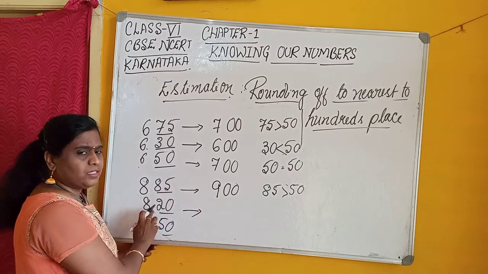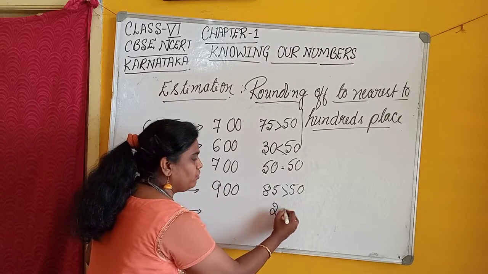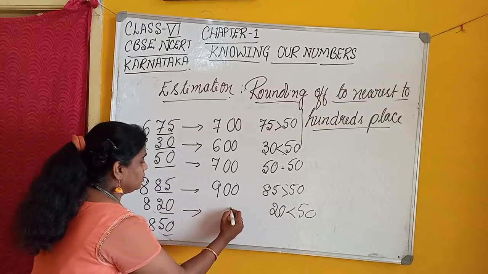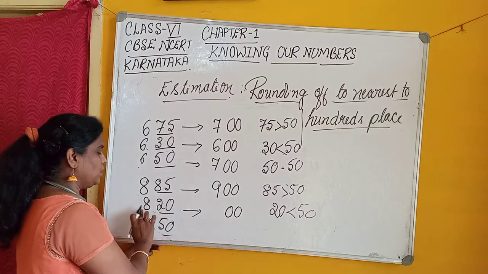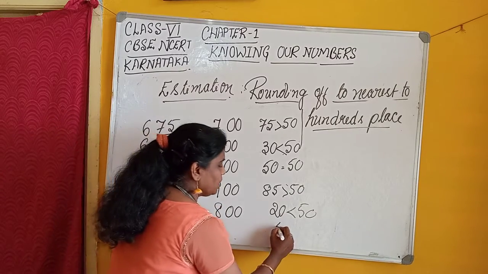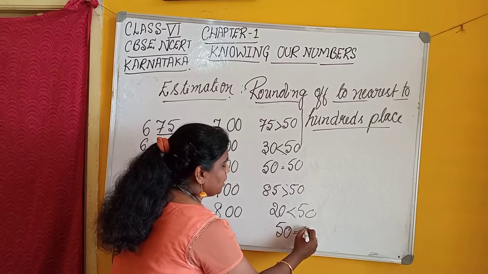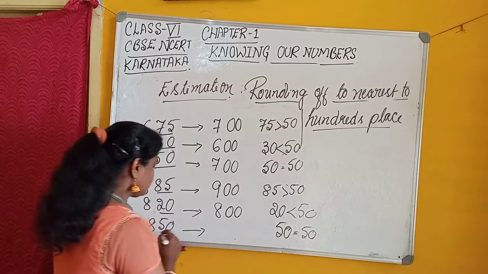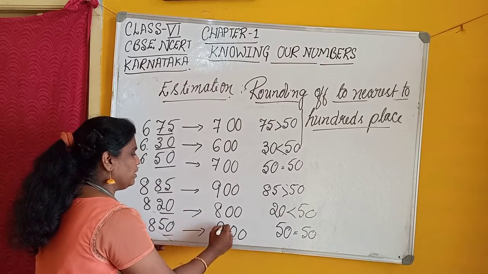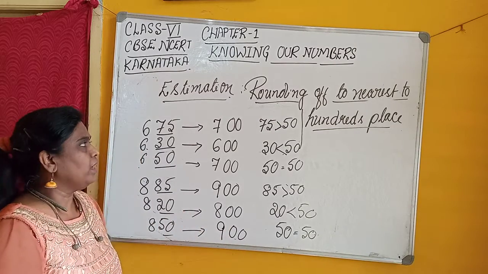And here 20 is there. 20 is compared to 50. 20 is less than 50. Therefore, these two digits will become 0 and 8 is written as it is. And 50 is compared to 50. When 50 is equal to 50, these two digits will become 0 and 8 is increased by 1. Therefore, that will become 900.